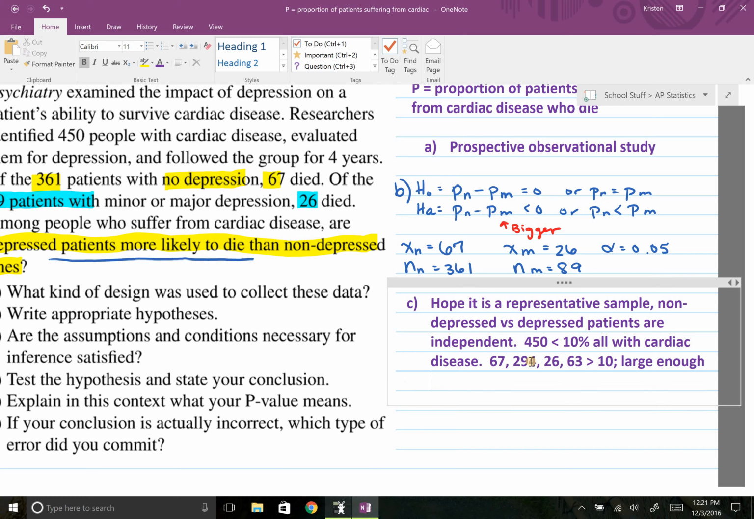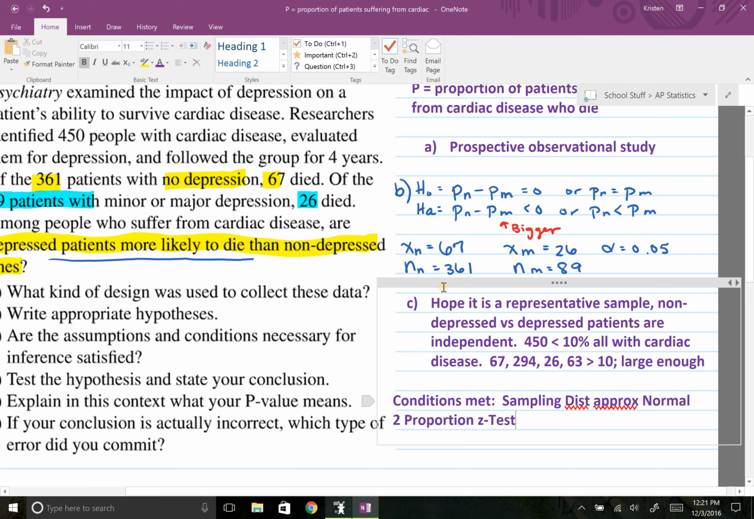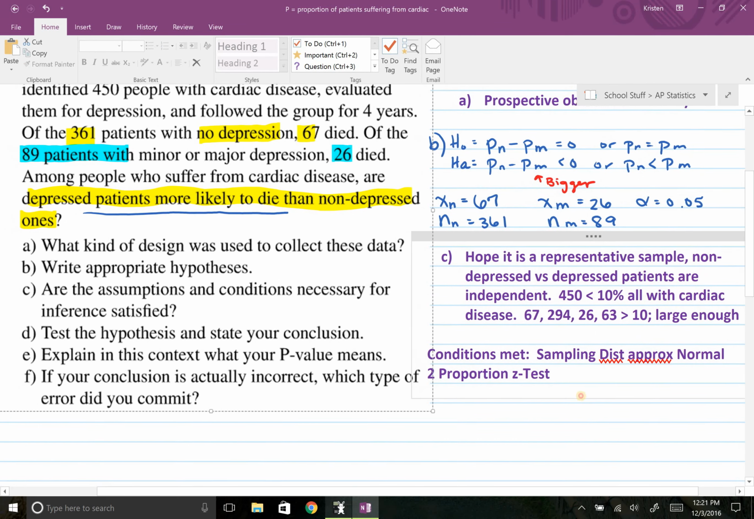Okay, so we get to state now that we're going to proceed, conditions met, sampling distribution is approximately normal. We're going to do a 2 proportion, and this time around it is a z-test. We're testing our hypothesis, so this is a z-test. So there's our assumptions and conditions.